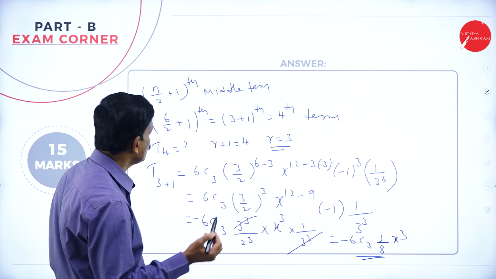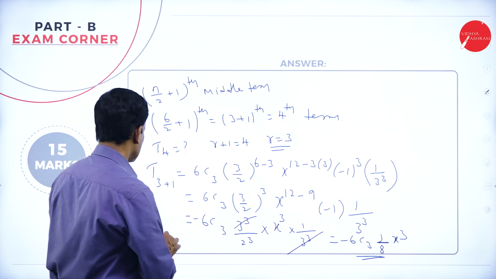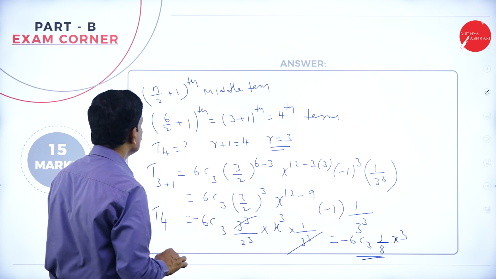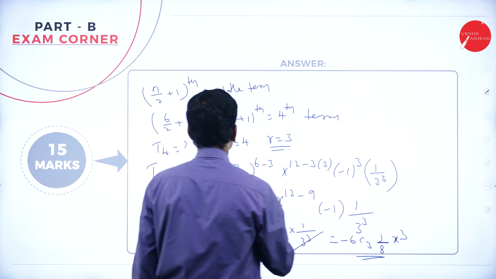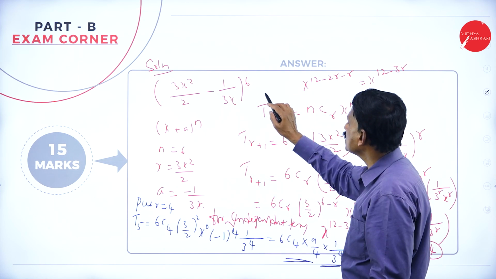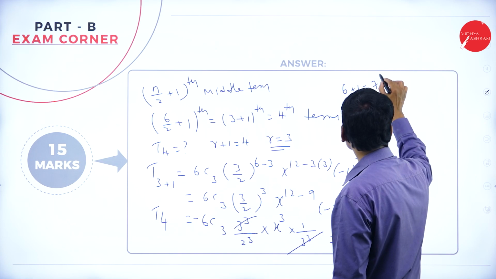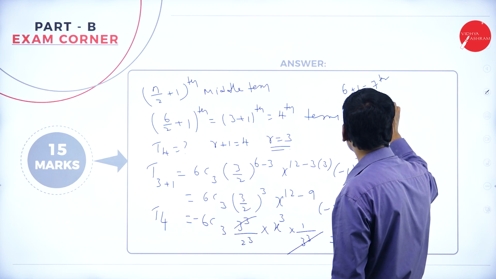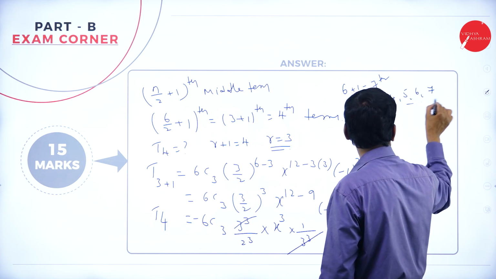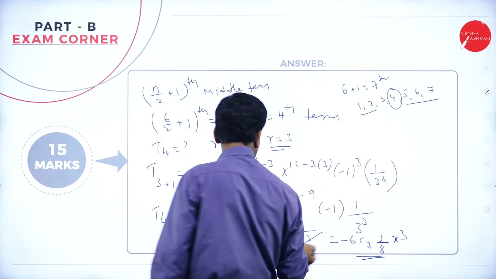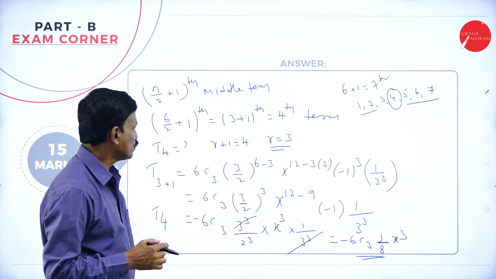This is how we are going to find the middle term in the expansion. The middle term is the fourth term. T4 is the middle term in the expansion. Because this given expression contains 6 plus 1, that is 7 terms. In 7 terms, the middle term is, 1, 2, 3, 4, 5, 6 and 7, the fourth term. The fourth term is the middle term. That's it. This is how we are going to solve this problem.